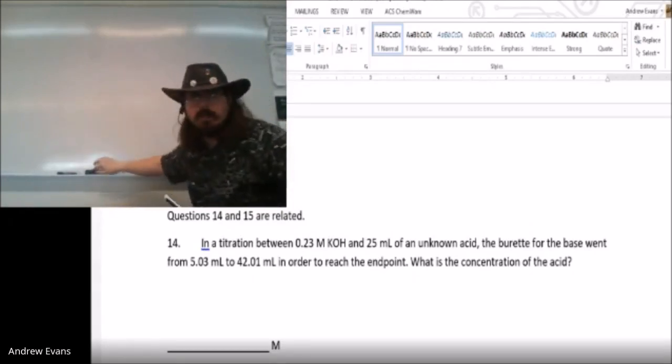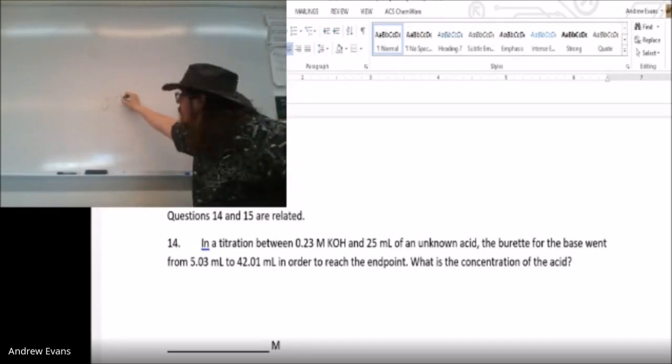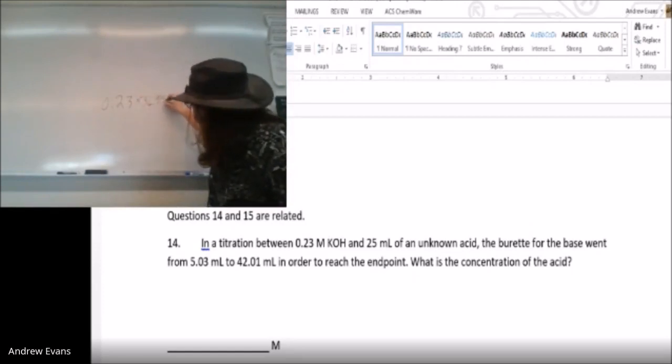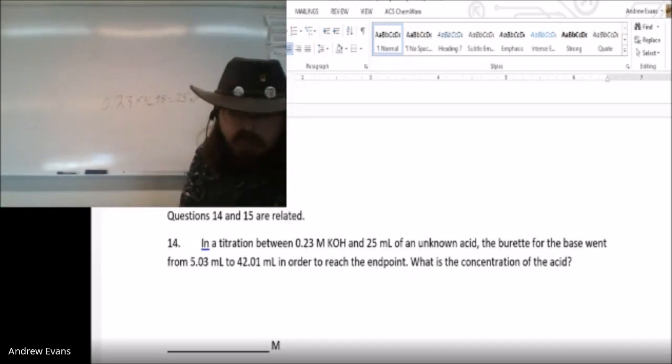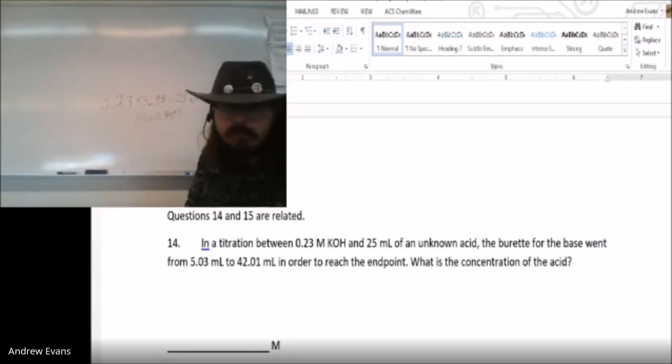So the question is, what is our molarity? 0.23 times 36.98 equals 25 times molarity. Do that real quick: times 0.23 divided by 25. You would have a molarity of 0.34. M of acid is 0.34 molar. So that's 14.